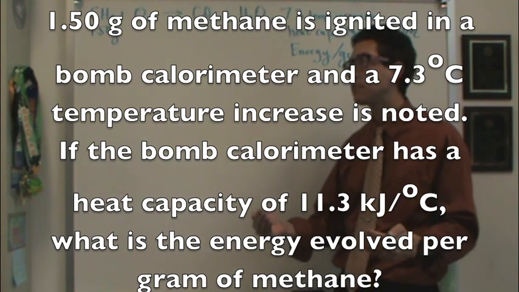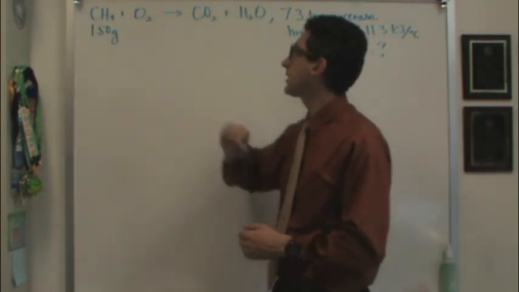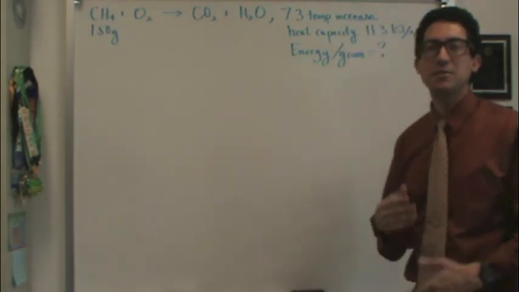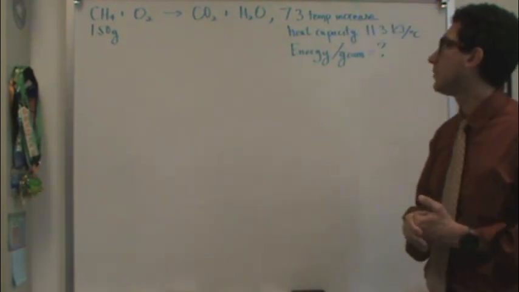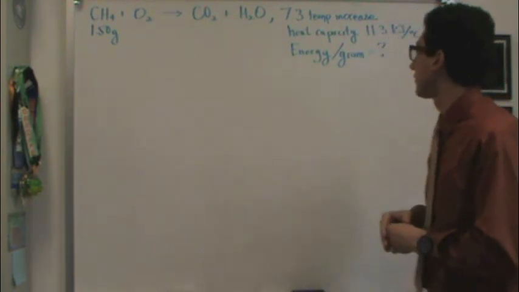Typically for bomb calorimeters, that's a combustion reaction. So in this case it's methane. I wrote out the combustion reaction. I didn't balance it. You can, but you don't need to. You can balance it if you want to. You don't need to do so for this problem.